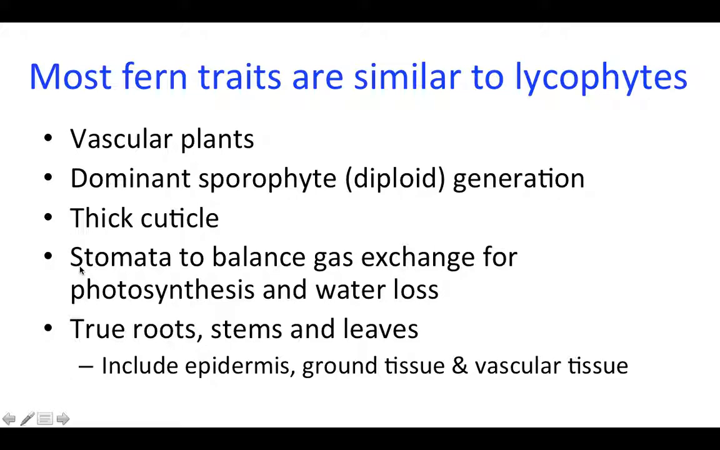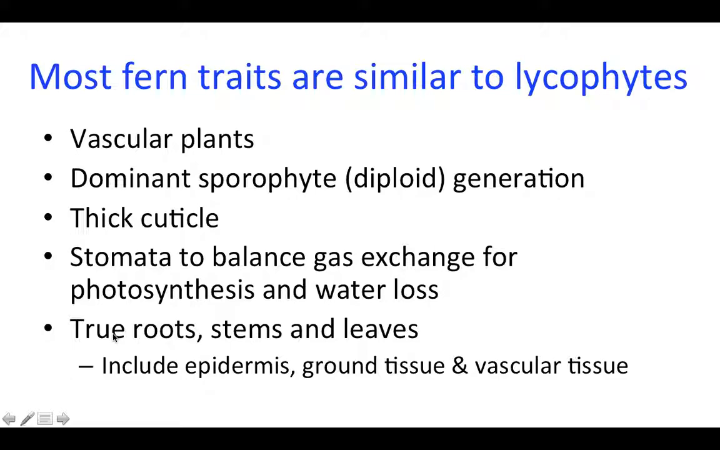Like the lycophytes, ferns have stomata on photosynthetic tissue, so on their leaves, and this is going to allow the ferns to balance gas exchange for photosynthesis with the need to prevent water loss when it gets too dry. In other words, when the plants have plenty of water and conditions are good for photosynthesis, the leaves can open their stomata and allow gas exchange to occur. But if conditions get bad for photosynthesis, say it becomes nighttime and there's no sunlight, or if conditions become too dry, then the plants can close their stomata, and this will prevent water loss and allow the plants to conserve.